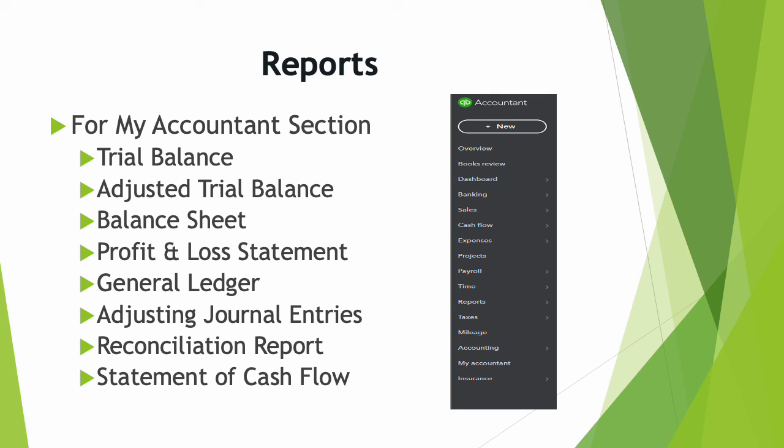Under the plus new icon, towards the bottom of the page, you'll see the report section. You probably want to be under For My Accountant section. That is where you're going to find your trial balance, adjusted trial balance, your balance sheet, your profit and loss statement, the general ledger, and the adjusting journal entries will be under the journal report, but you have to customize that report. The reconciliation report will also be under For My Accountant section, and the statement of cash flow.